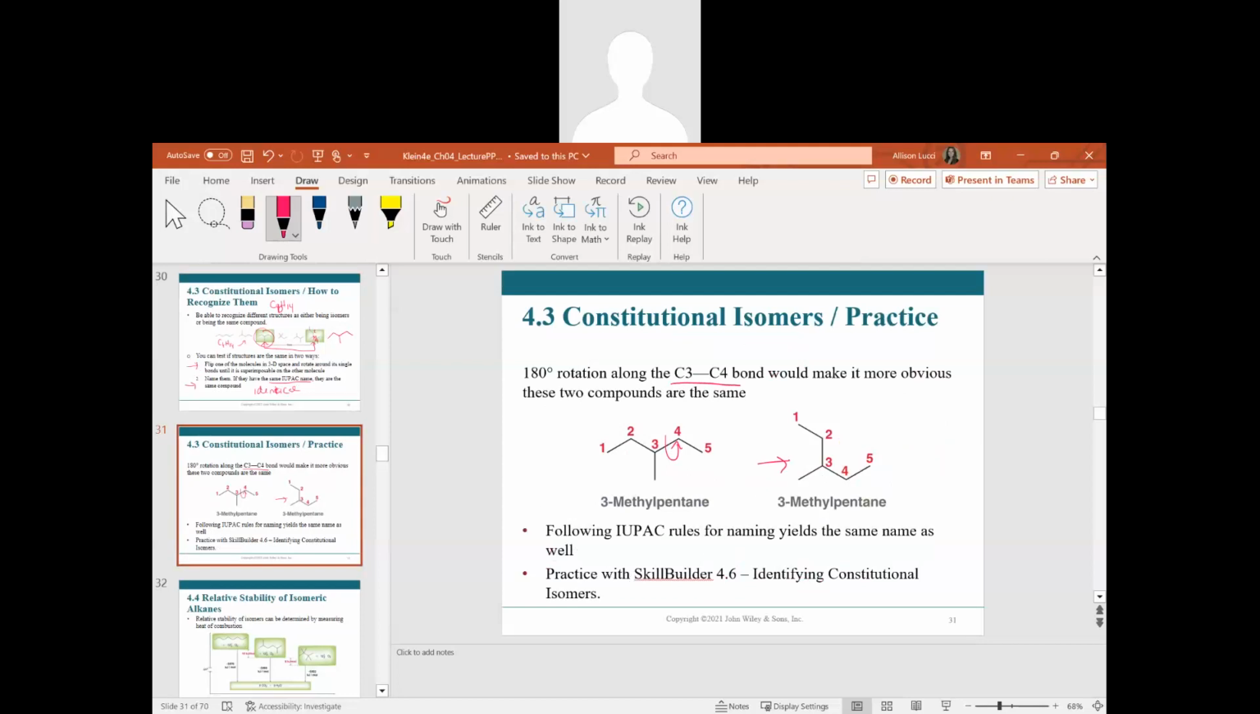So we number our carbons 1 through 5. We see at carbon 3, we have a methyl group, so we have 3-methylpentane. Let's name this structure as well. So we number our longest carbon chain, 1, 2, 3, 4, 5. So we also have pentane, and then at carbon 3, we have a methyl substituent again. So since these two compounds have the same name, they would be identical, and they would not be considered different isomers.